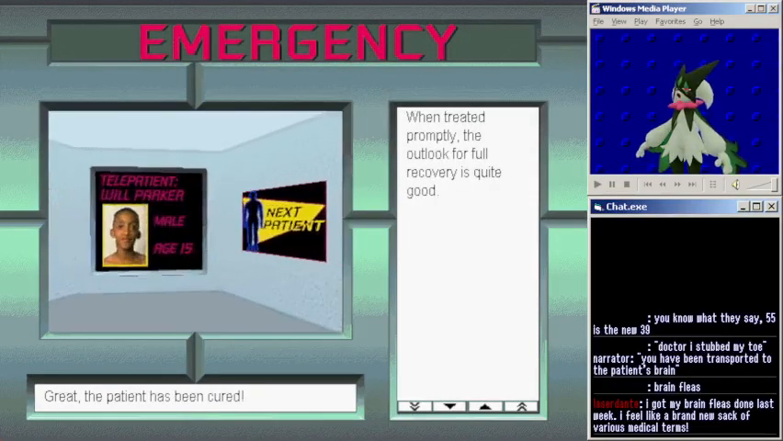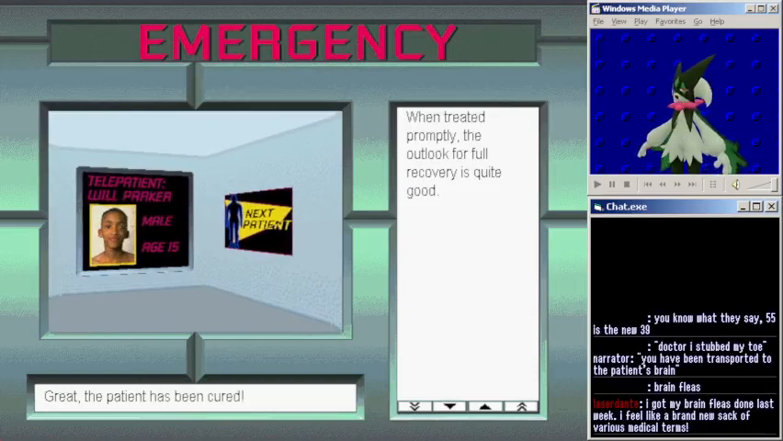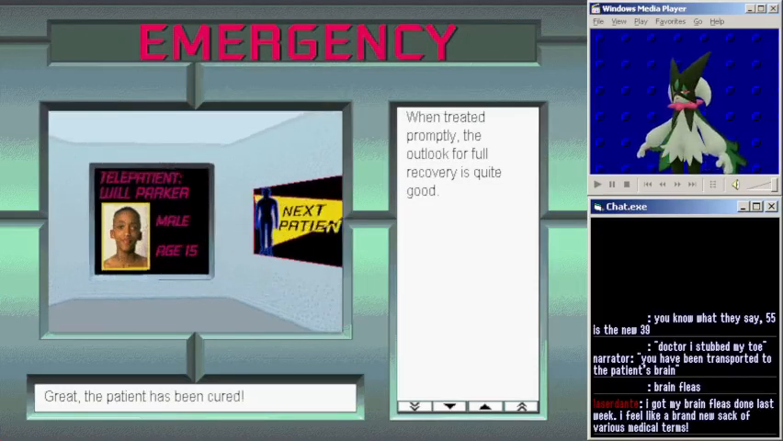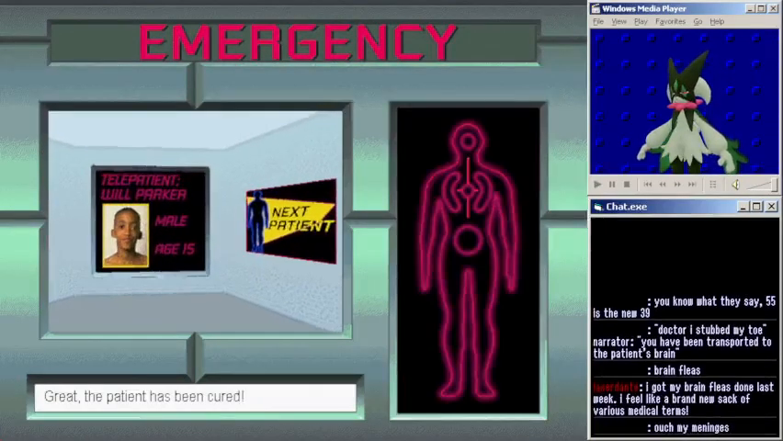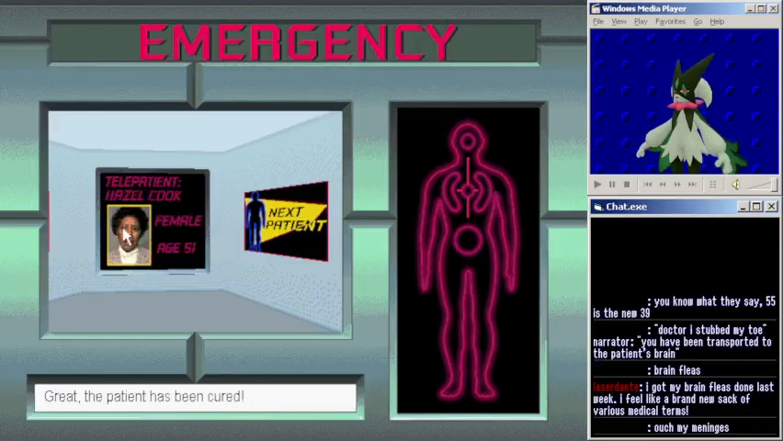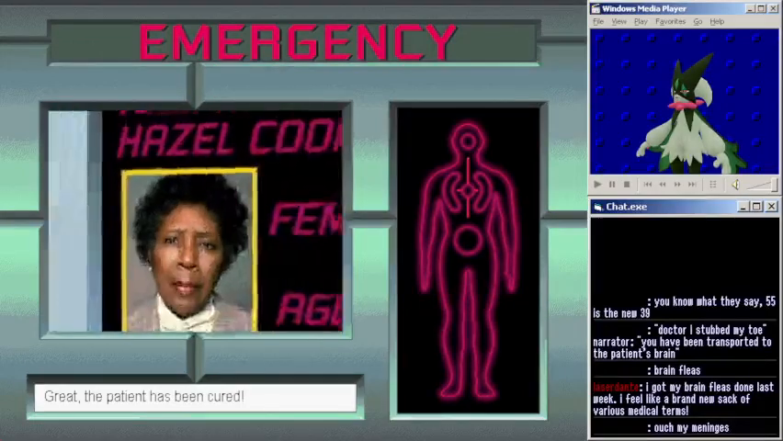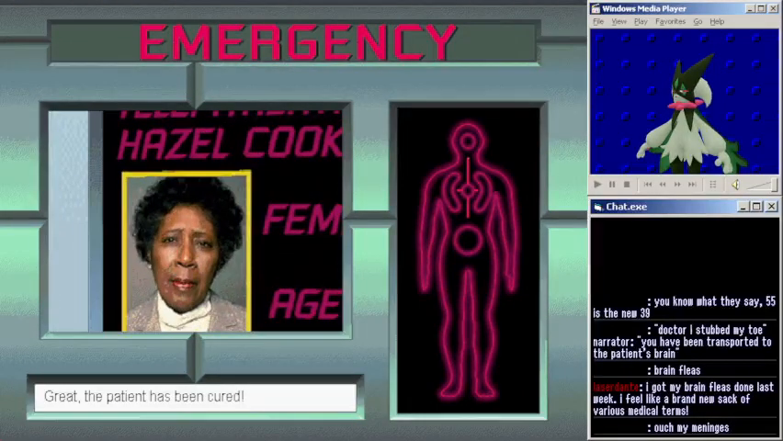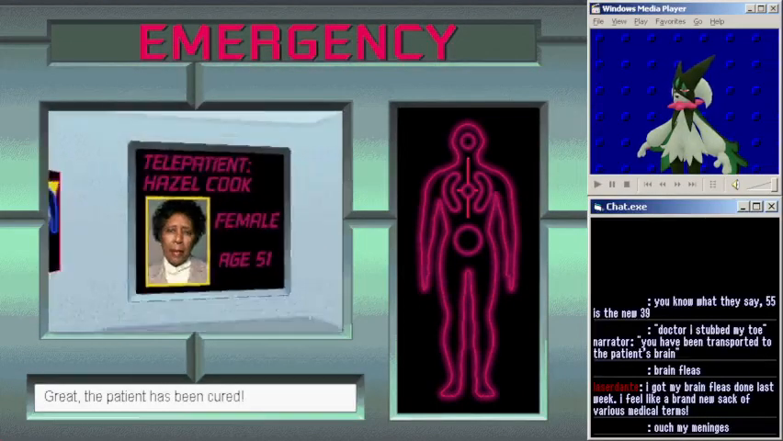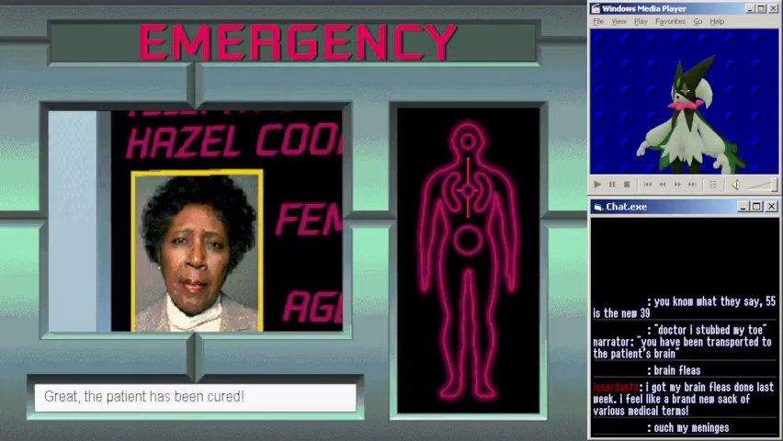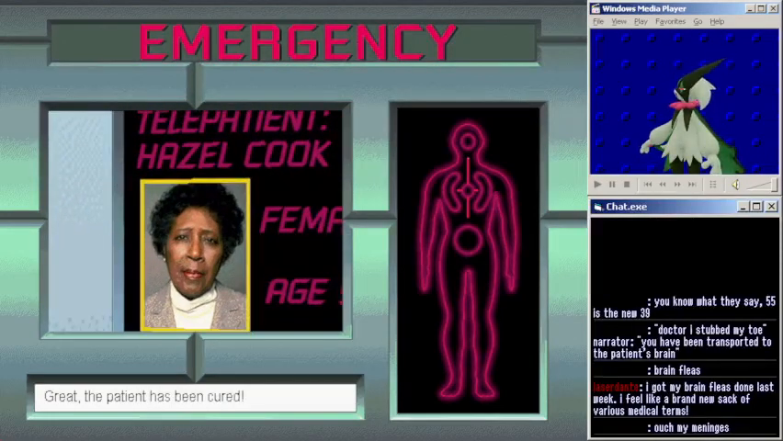Eh. Who needs antibiotic treatment when you can just go inside and pew, pew? Ouch, my meninges. Hazel Cook, female, age 51. 51. That's a more convincing 51. Actually, she looks younger than the 39.